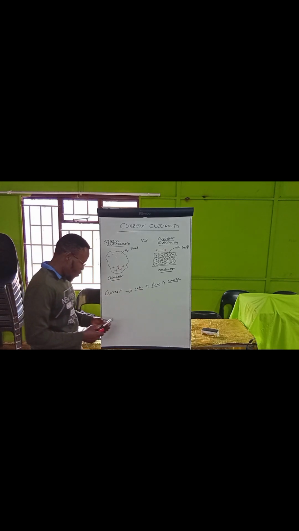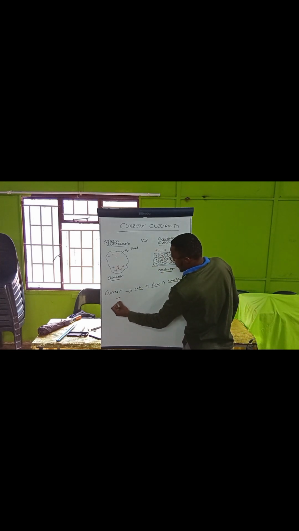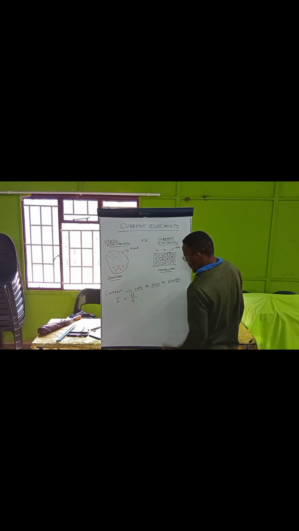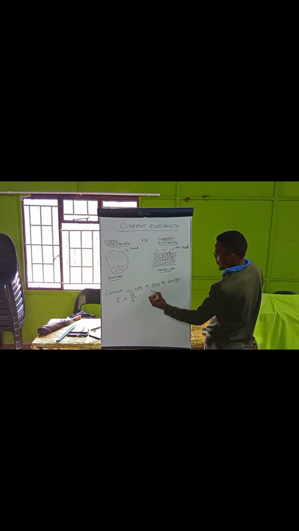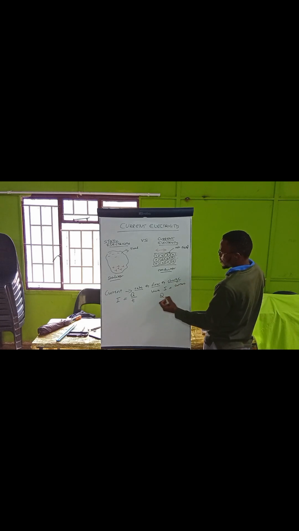Which is why the formula, or the equation, for current will be I is equal to capital letter Q over small letter t, where I stands for electric current, capital letter Q stands for charge, and the small letter t stands for time.